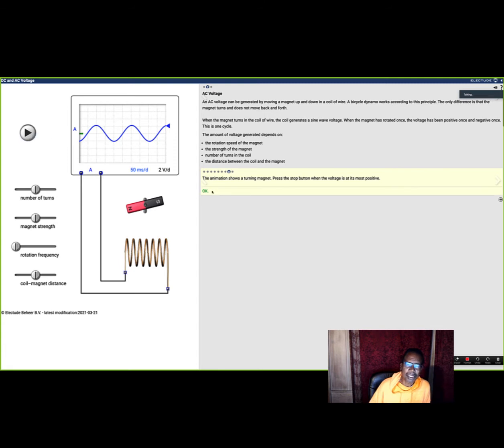Check. Next one. The animation shows a turning magnet. Press the stop button when the voltage is at its most negative.